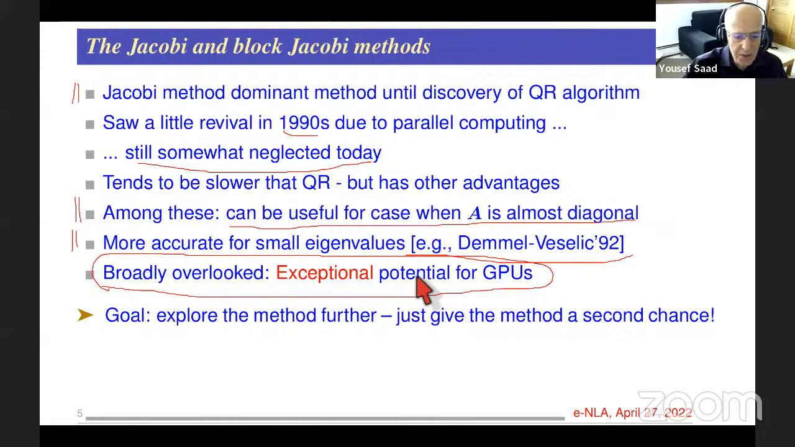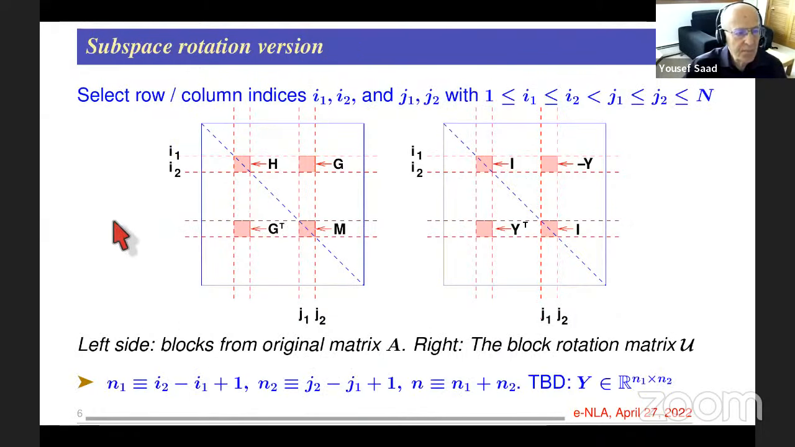So this is one of the reasons I got to look at this: trying to see if there is a way of reviving this technique with a view to looking at GPUs. So let's start with the kind of things I'm interested in. This is the original matrix, and these are the blocks that I called A11, A12, etc. I just changed notation to simplify things a little bit. These are the 4 blocks of interest.